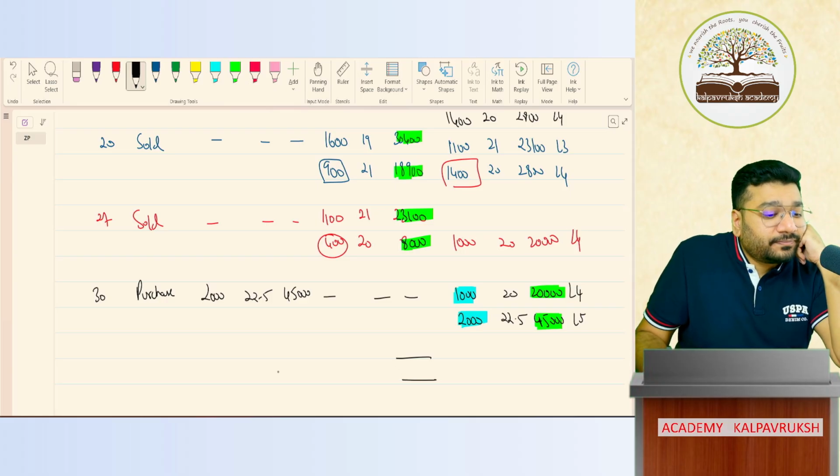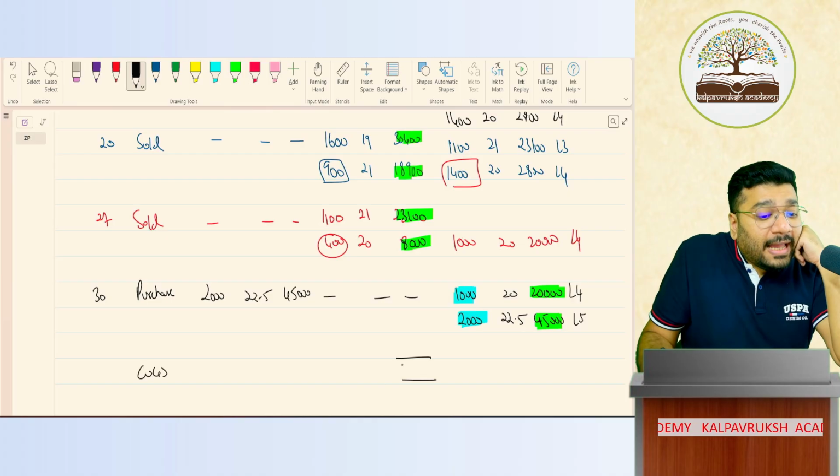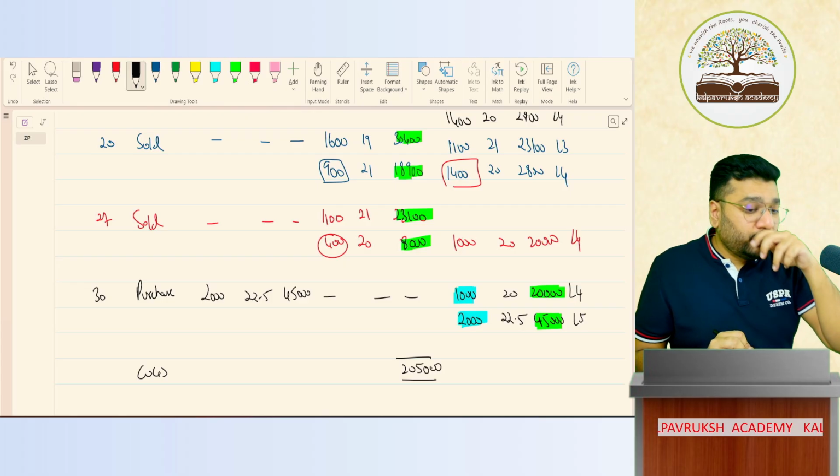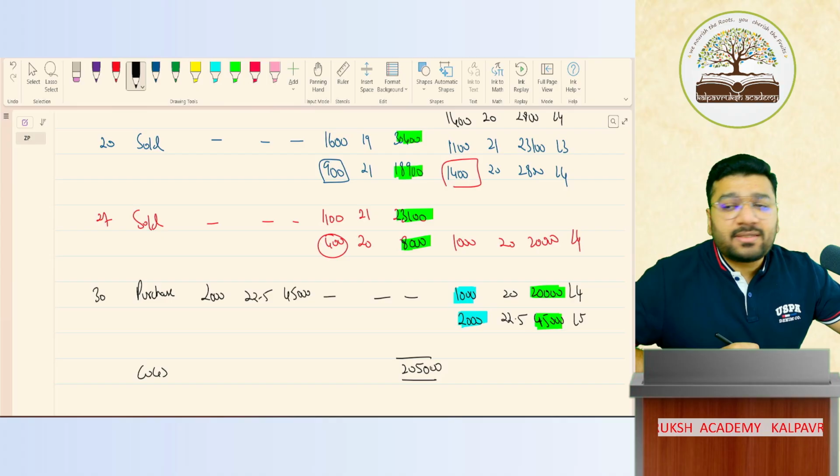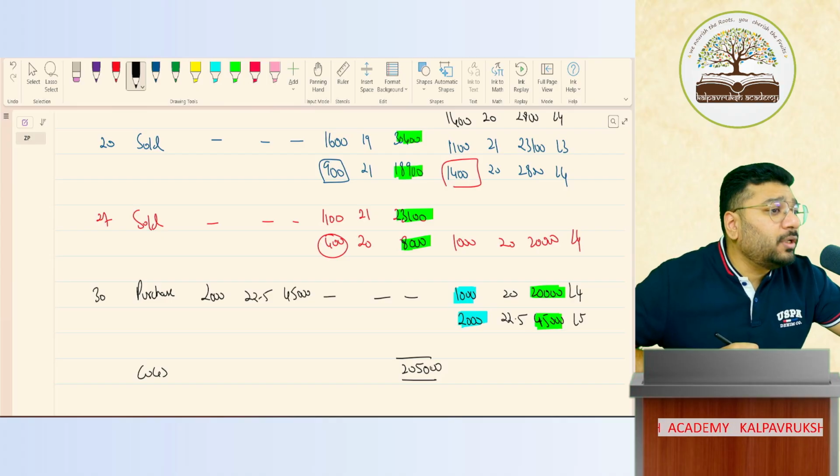How much is it? 2 lakh 5,000. 205,000. Is it right? Yes. This is called cost of goods sold.